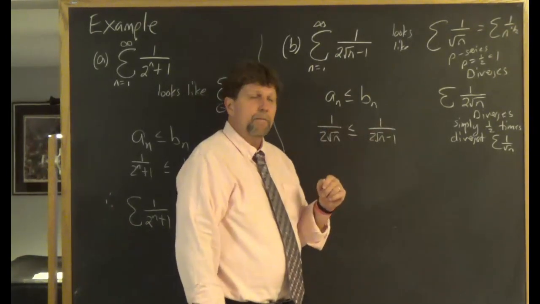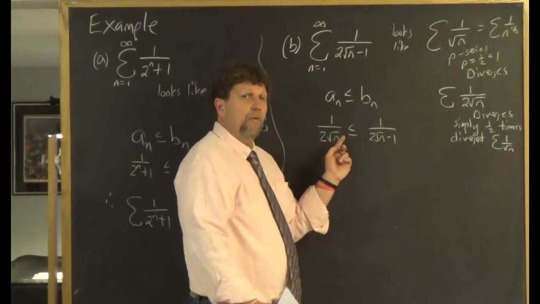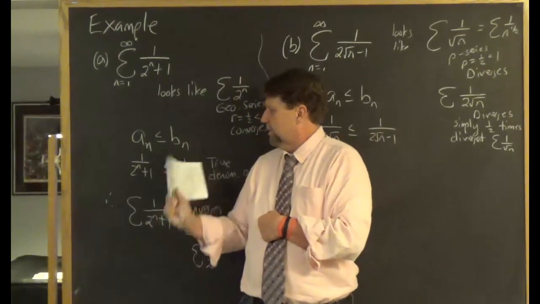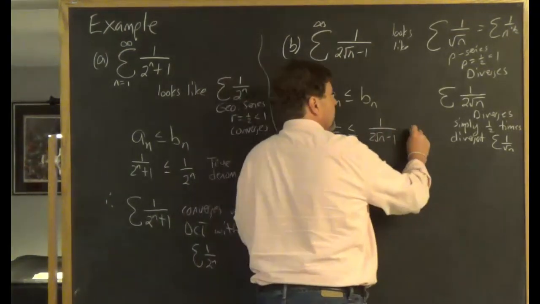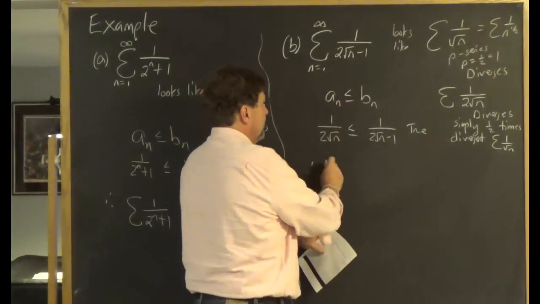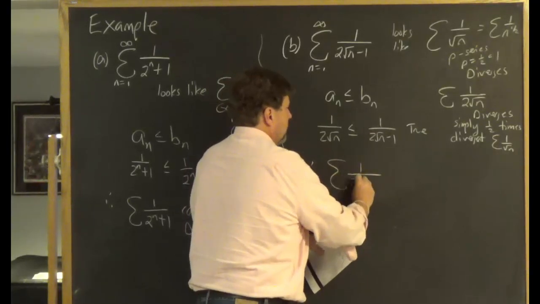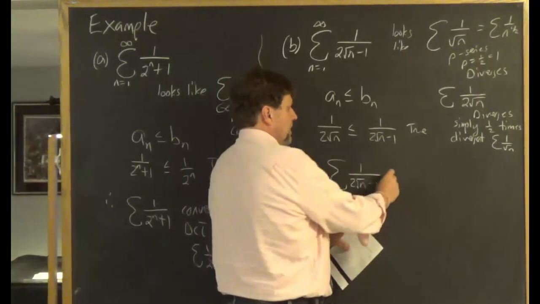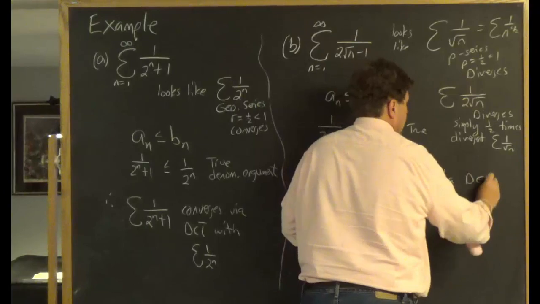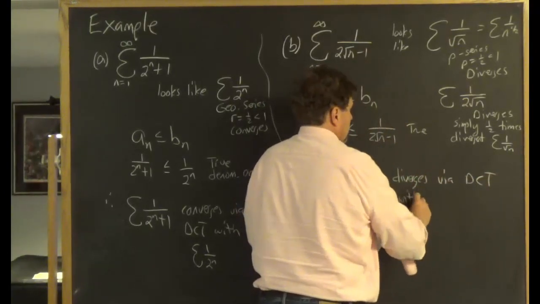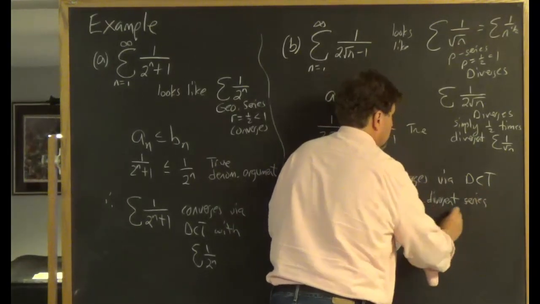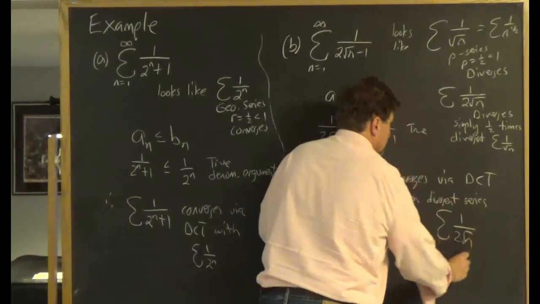The numerators are the same. This denominator is always larger than that denominator. So it's the same denominator argument that I told you about right here. So I know this is true thanks to the denominator argument. So I can now conclude that the series 1 over 2 square root n minus 1 diverges thanks to the direct comparison test with the divergent series 1 over 2 square root n.